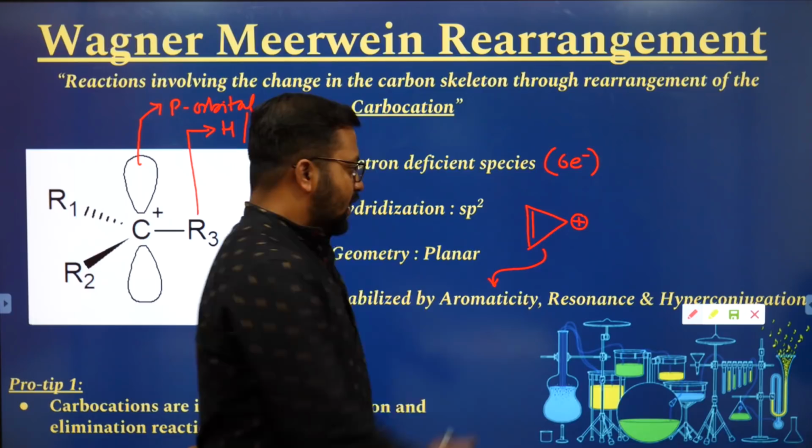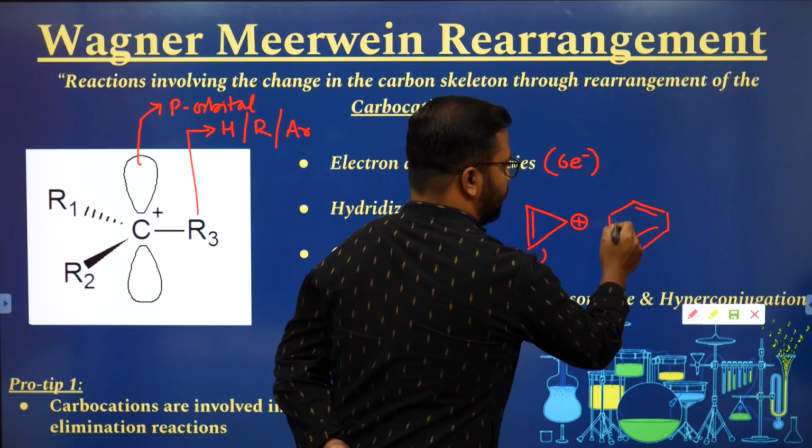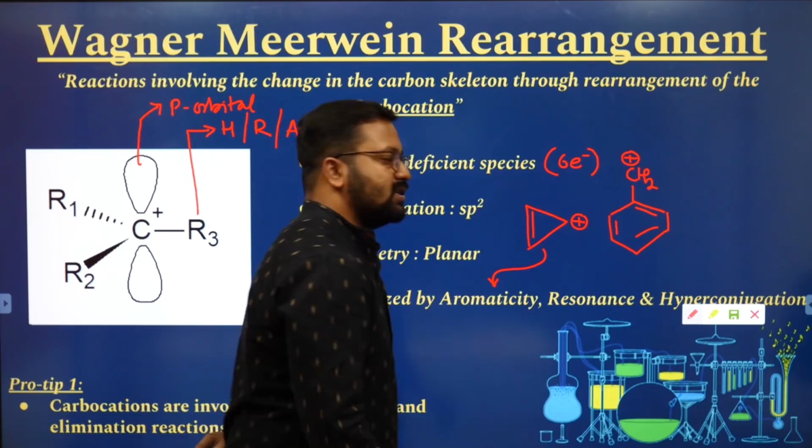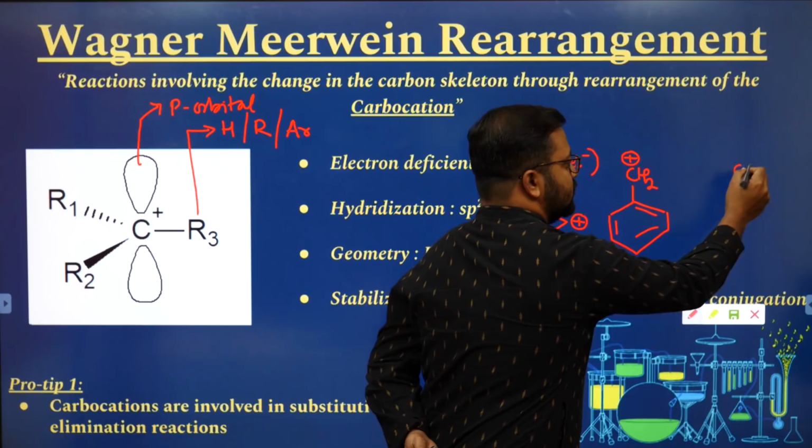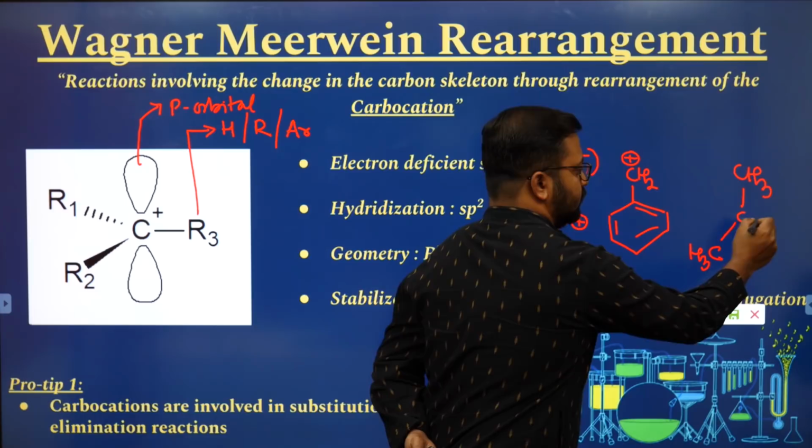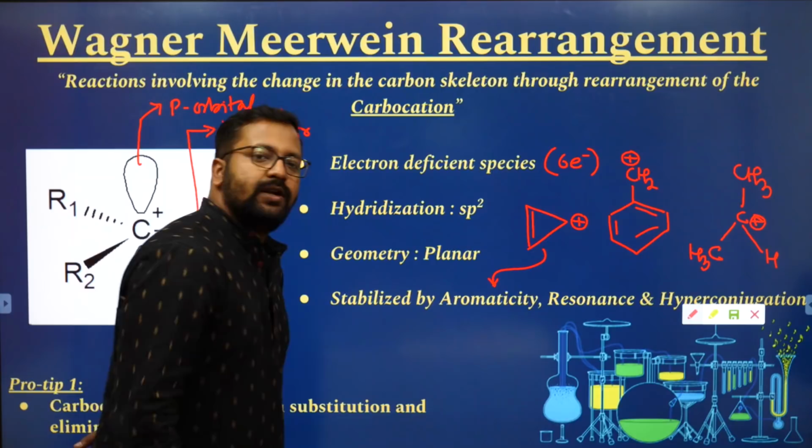Resonance stabilized carbocation will be something like this. This is a resonance stabilized carbocation. Hyperconjugation stabilized carbocation will be something like this. It has 6 hyperconjugative forms. Okay, so these are a few features of carbocation.